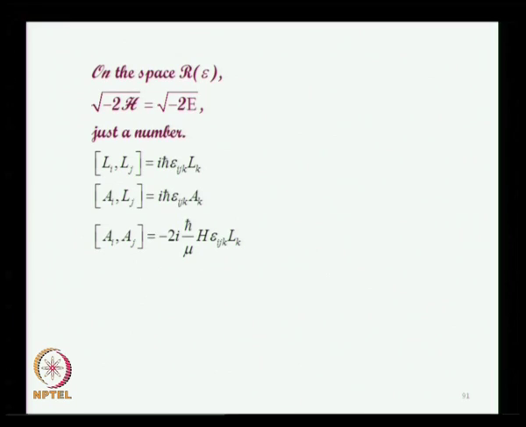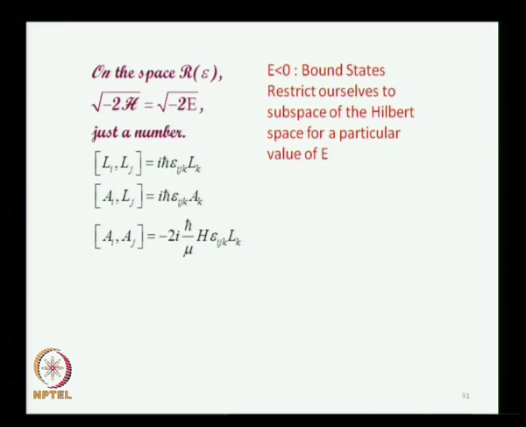There is this extra term h cross squared which is coming, which you did not see for the classical Laplace-Runge-Lenz vector. This comes from the fact that the quantum operators do not commute. So you just make use of the commutation rules and you will get this quite easily. So this is what we have now, and we are working within this subspace of the Hilbert space.